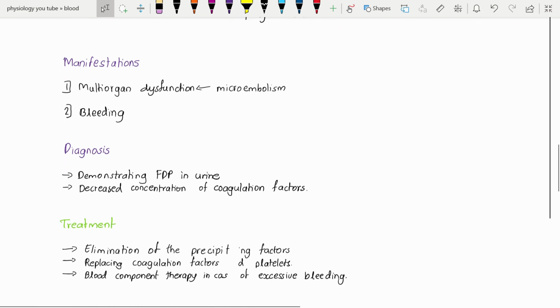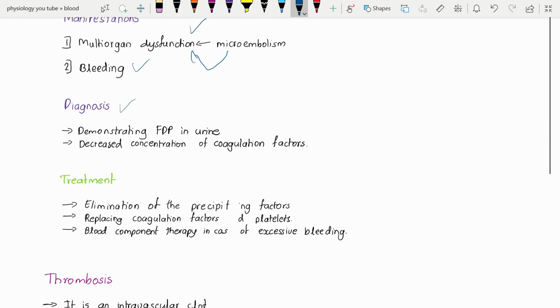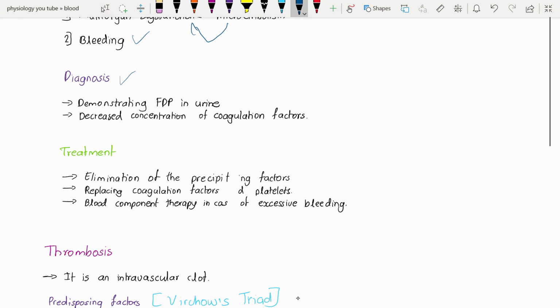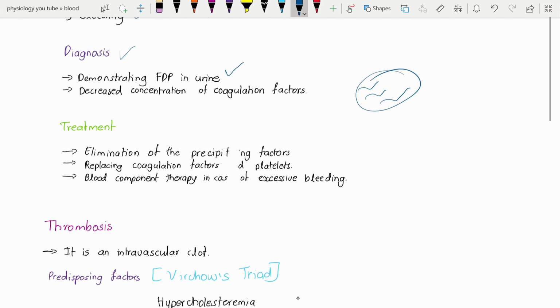DIC is manifested as multi-organ dysfunction and there is excessive bleeding. There is microembolism which causes the multi-organ dysfunction. How are we going to diagnose DIC? By demonstrating FDP in the urine. As we know, fibrin degradation products are present within the urine in DIC, along with decreased concentration of coagulation factors. As we know, DIC is also called consumption coagulopathy.